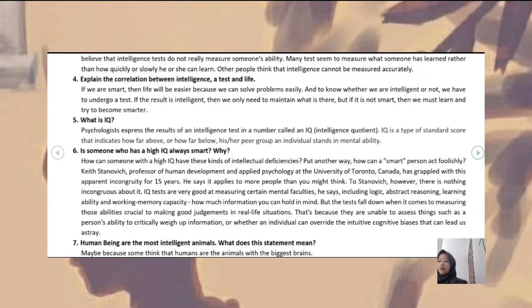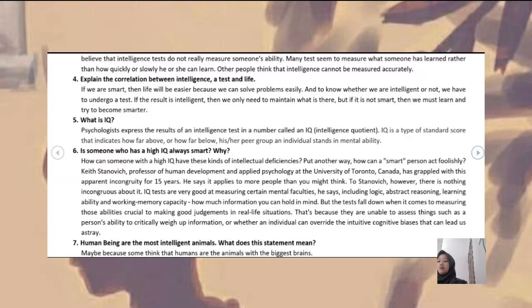But the tests fall down when it comes to measuring the ability crucial to making good judgments in real-life situations. That's because they are unable to assess such things as a person's ability to critically weigh up information or whether an individual can override the intuitive cognitive biases that can lead us astray.